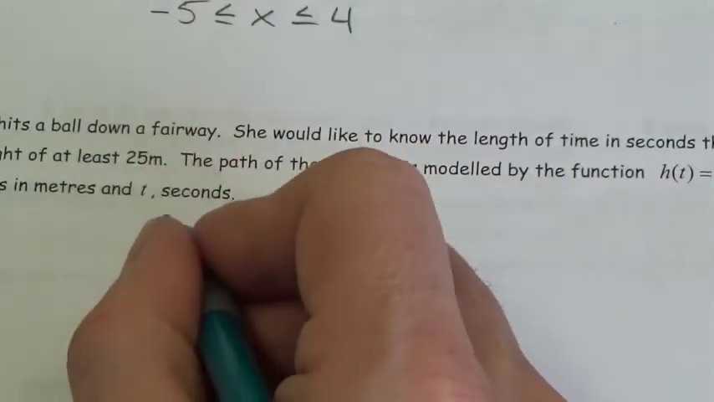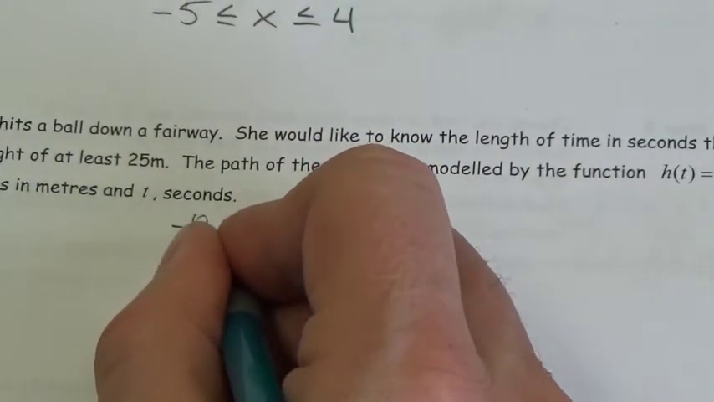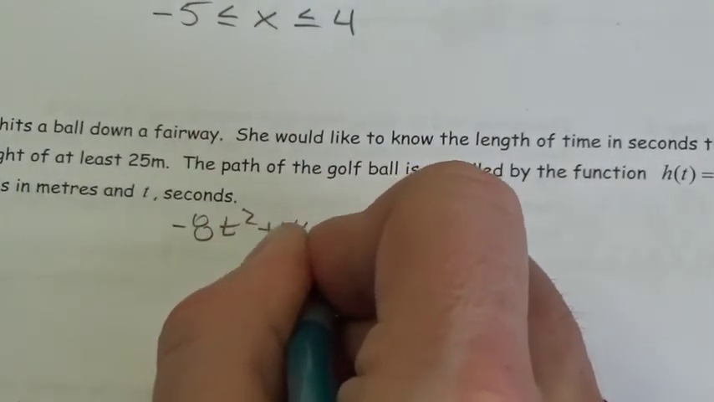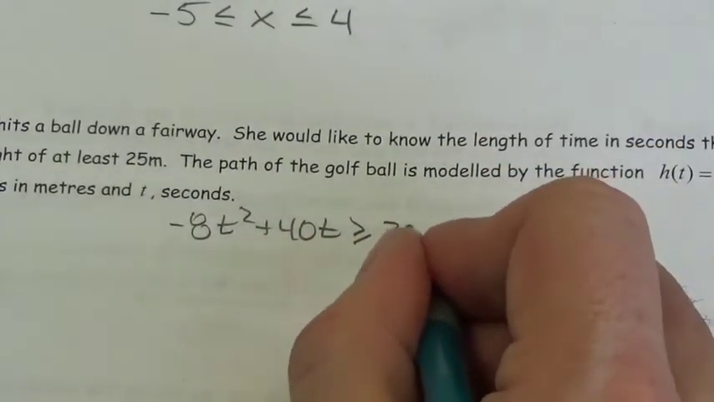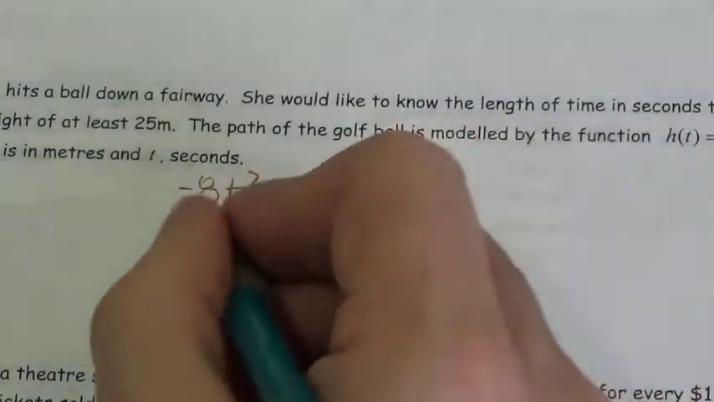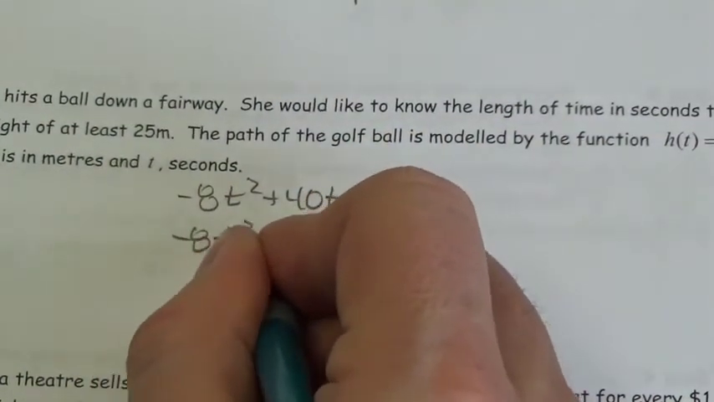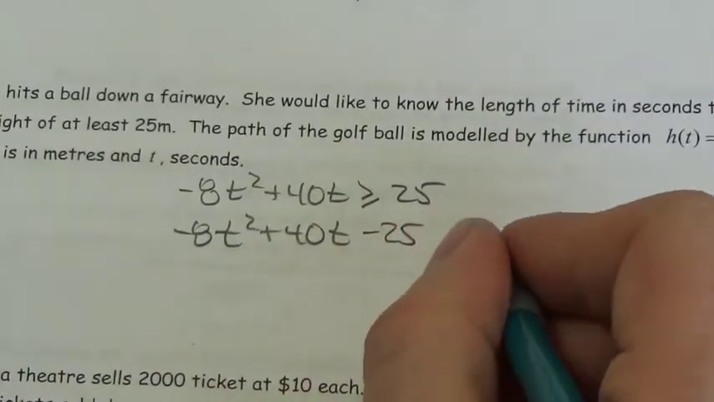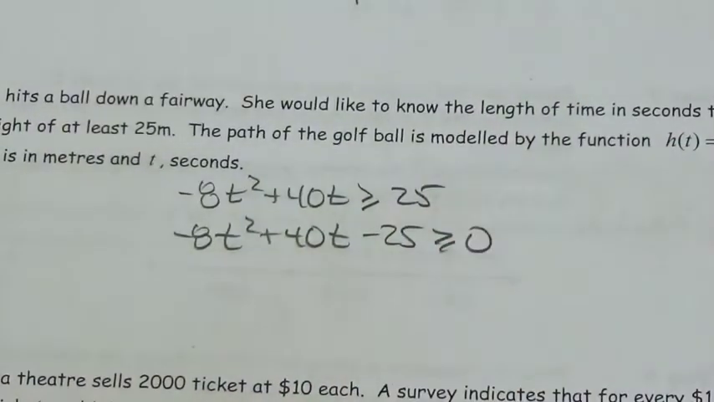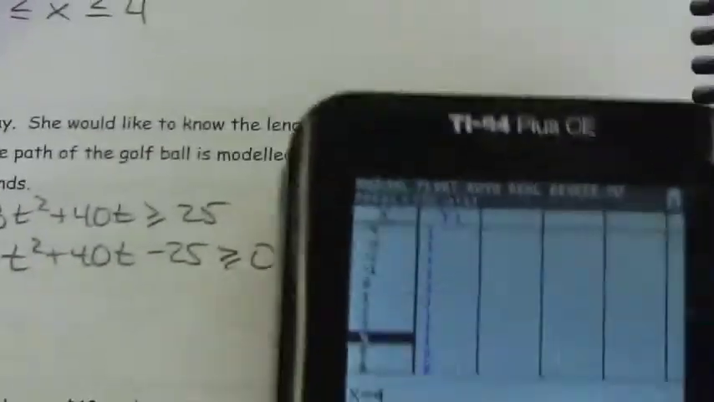So what we're looking for here is where this function, negative 8t squared plus 40t, is greater than or equal to 25. Okay, well, let's just bring that over. Negative 8t squared plus 40t minus 25 is greater than or equal to 0. Well, let's do it. Go to the calculator.